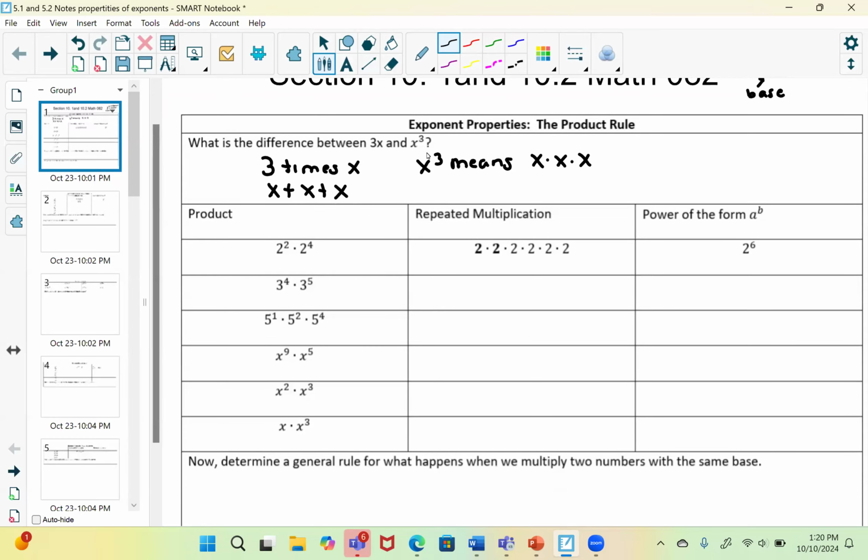So we are going to do a bunch of stuff with exponents. The first rule we're going to look at is called the product rule. I'm going to start by writing these all out, and then we're going to look for a shortcut to make our lives easier.